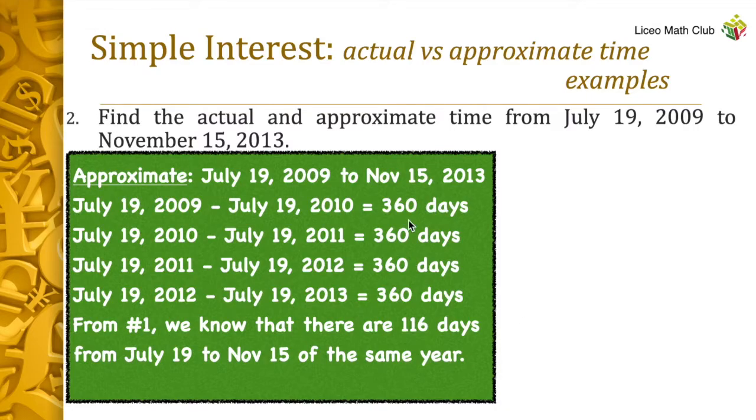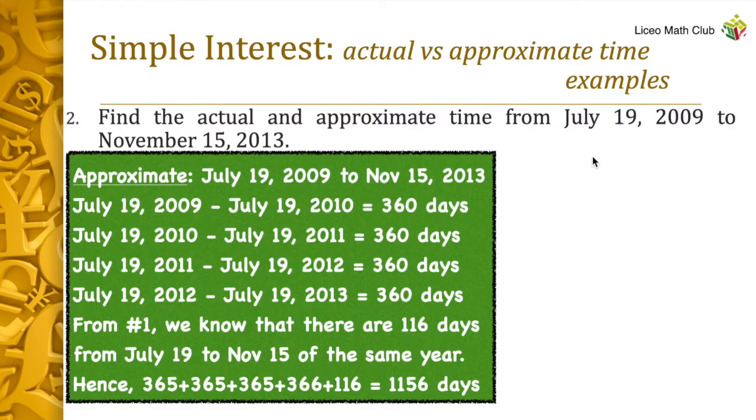So what are we going to do? 360 plus 360 plus 360 plus 360 plus 116. So hence, there are 1,156 days from July 19, 2009 to November 15, 2013. Okay. Hopefully that's clear now. Let's move on and compare this result to the actual.